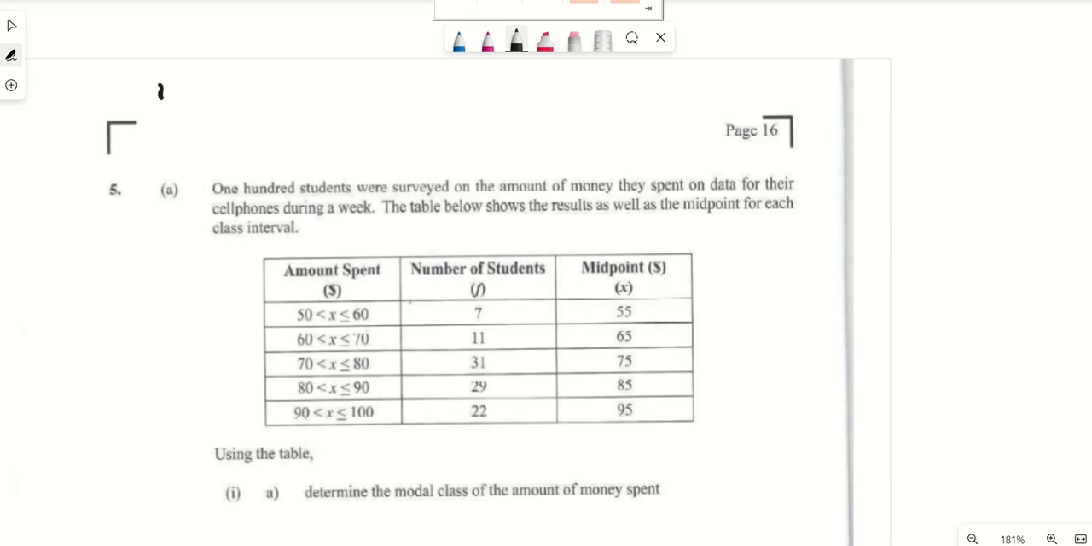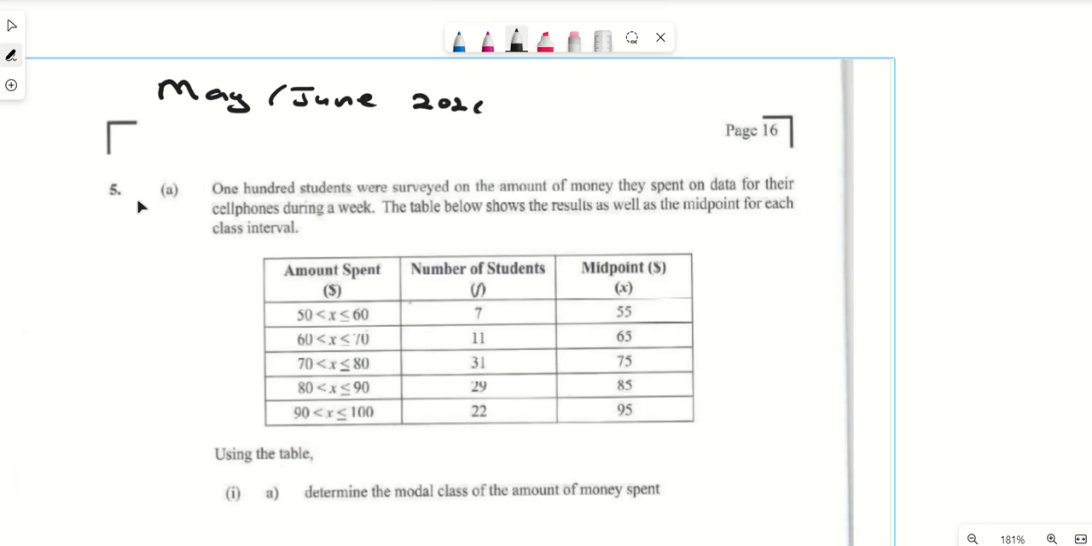So today we'll be doing May, June 2021 number 5, right? And number 5 is usually statistics questions. So let's go right into it. 100 students were surveyed on the amount of money they spent on data for their cell phones during a week. The table shows the results as well as the midpoint of each class interval, right?